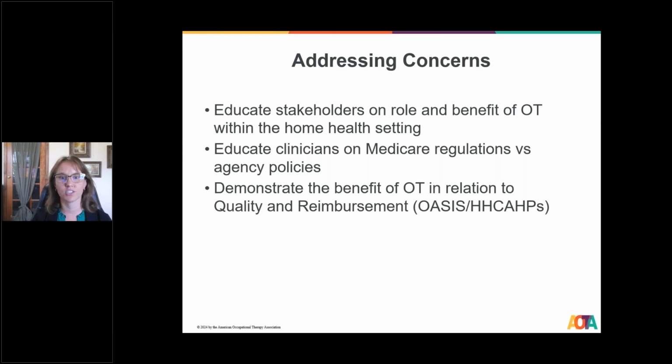We're also trying to educate clinicians on what are the Medicare regulations, such as Jill Stein stated, versus what agency policies are saying that they are limited by. And then also trying to encourage them to demonstrate the benefit of OT, especially with agencies that might be more focused on the financial aspect, how OT does improve that quality and therefore can improve reimbursement, that money aspect of it, to make sure that everyone is aware just how vital occupational therapy is within the home health setting.